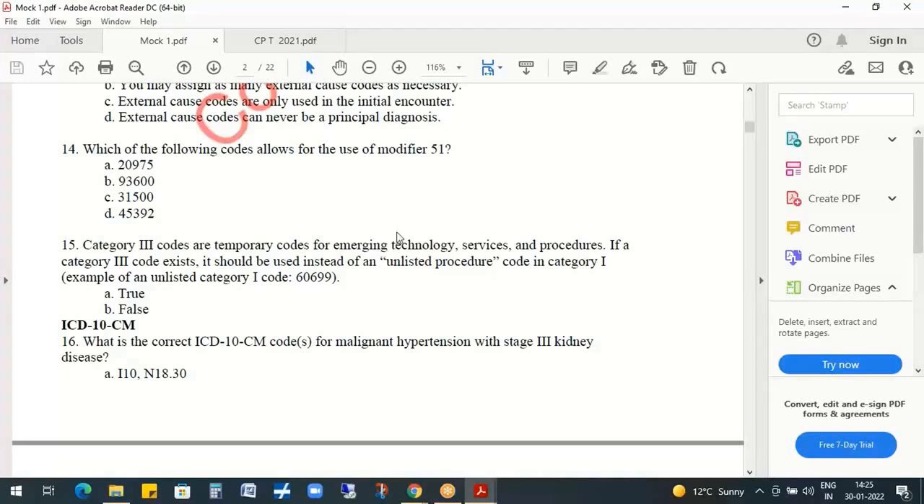Question 14: which of the following codes allows the use of modifier 51? Out of these codes, where we can code 51 modifier and where we cannot, that is the rule. Add-on codes, we cannot use 51 modifier along with the add-on codes. Understood?